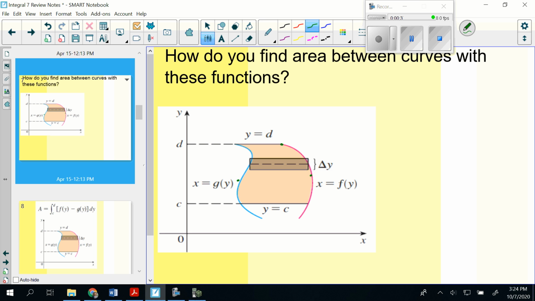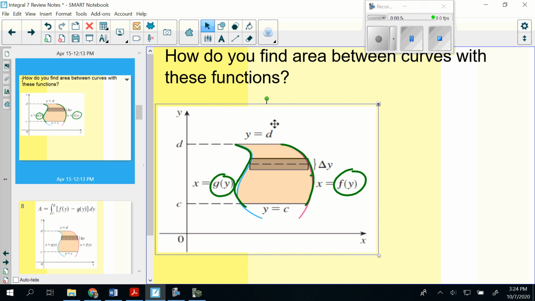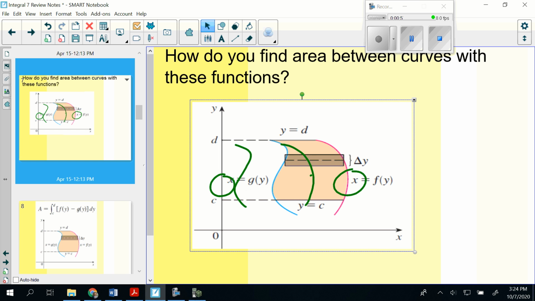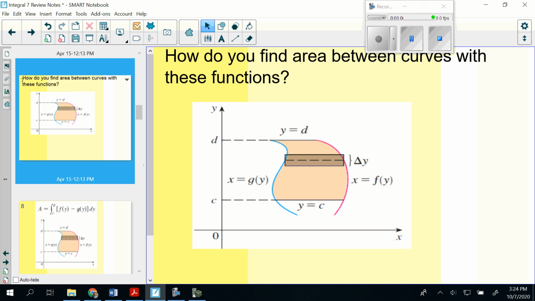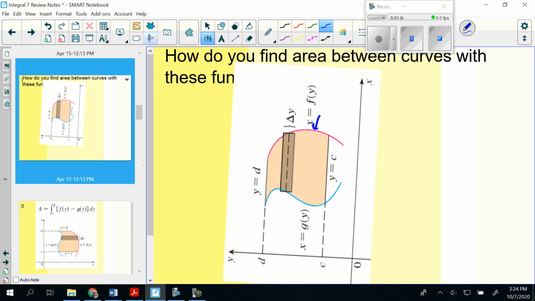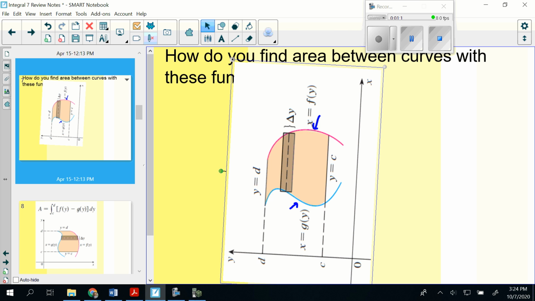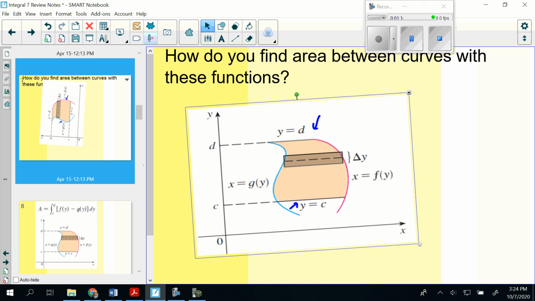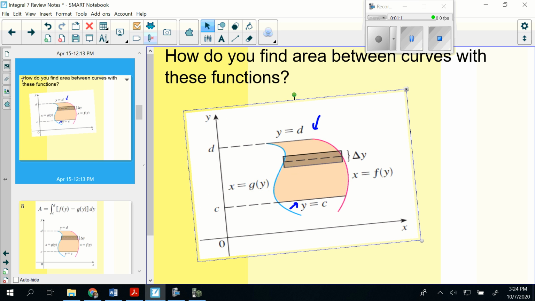And so what you're going to have to do is figure out what this function is in terms of y, what this function is in terms of y, and then subtract them. And when we subtract them, it's just like we did with the other ones. If we rotated this to look at it as if it were a top minus bottom type problem, it ends up being this one minus the one on bottom, which if we rotate this back, you can see is the one on the right minus the one on the left.